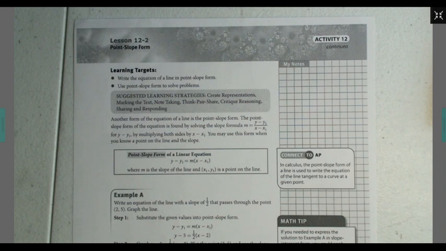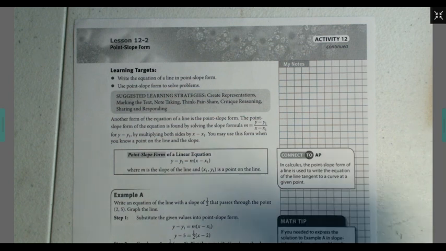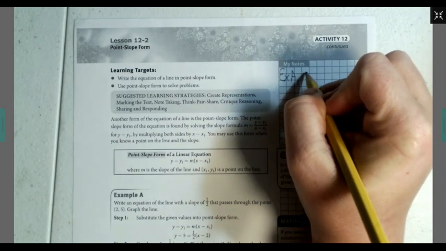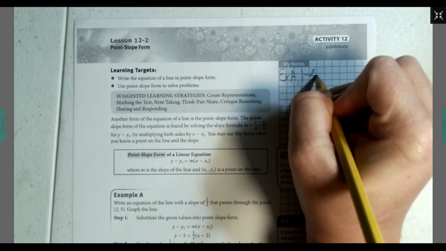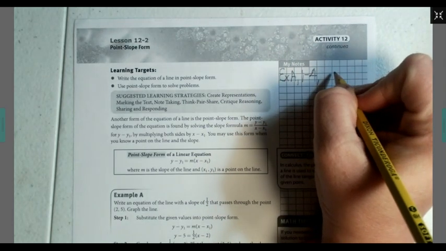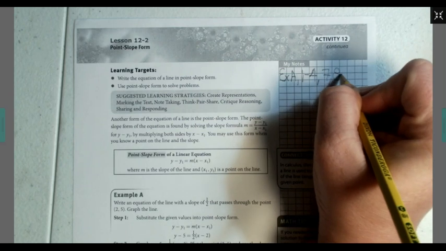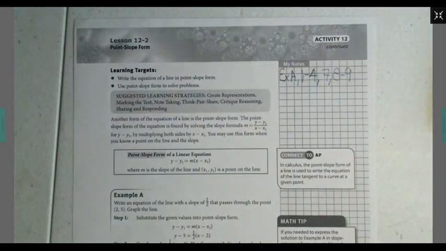Today's lesson on 12-2 point slope form is split into 4 separate sections. The first section will cover example A. Then we will cover questions 1 to 4. We will cover questions 7 and questions 8 to 9. Let's go ahead and take a look at example A to start off with.